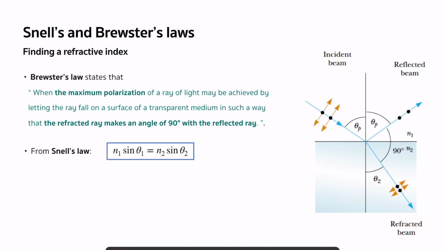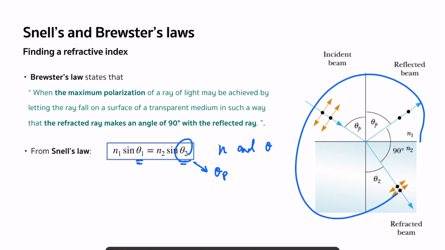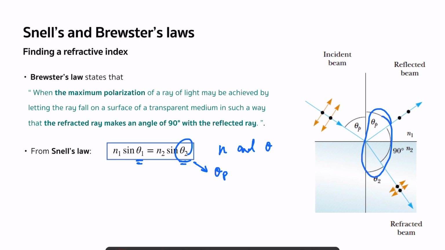Referring to Snell's law, which describes a relation between the refractive index and the angles of incidence, which is theta 1, and the angle of refraction, which is theta 2, we can replace theta 2 as a function of theta p in this figure. This can be done by considering the relation between these three angles. So we know that the summation of these three angles should be 180 degrees, right? So we got this.